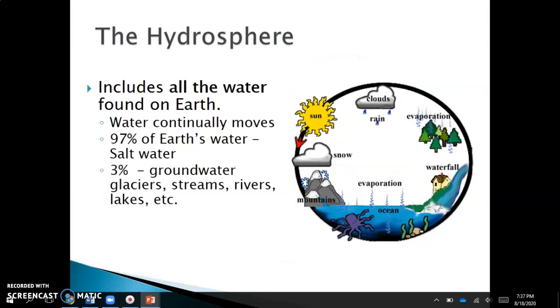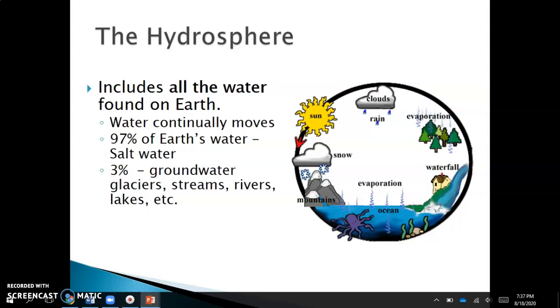The hydrosphere. So the hydrosphere is important because it includes all of the water found on Earth. And water continuously moves throughout the hydrosphere. So it's in a cyclical form. And we will talk about this more when we get to water, but I bet you guys have seen the water cycle already in middle school. So it moves in the cyclical form. You have precipitation, which then goes into the oceans, and you have your evaporation, which then forms the clouds, and then it goes in a repeating pattern.